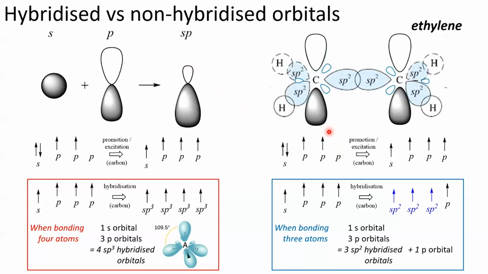If we consider this carbon bonding only 3 atoms, such as in ethylene, well in this case we're going to have 1, 2, 3 that are hybridized, and then the last one is just going to remain a p orbital. So this is termed sp2 because it's combining 1 s and 2 p, sp2. And if we look in the representation, say at this carbon, we can see that there is 1, 2, 3 sp2 hybridized orbitals and our single pristine 2p orbital, which has not been hybridized.